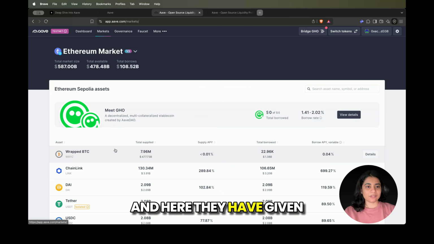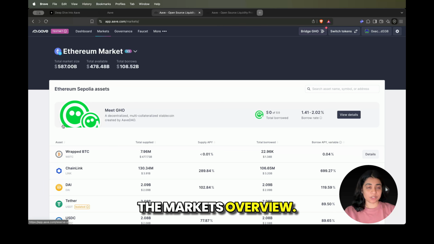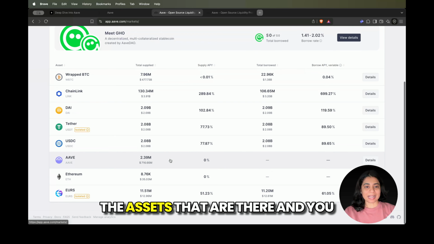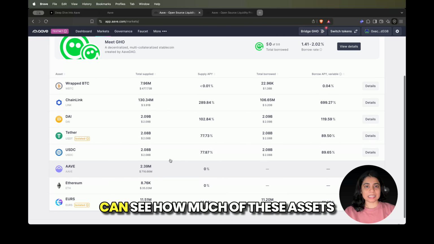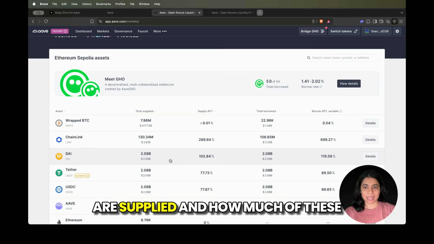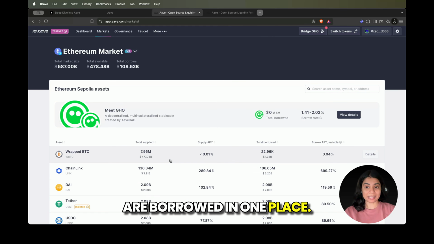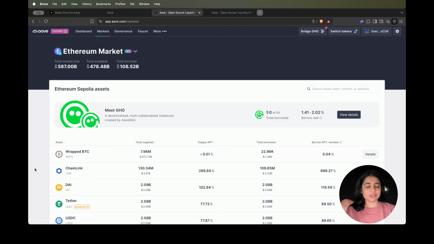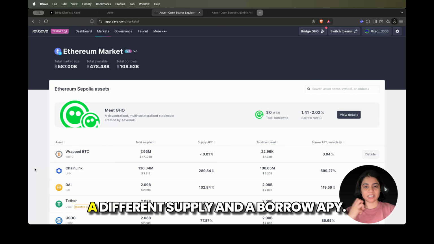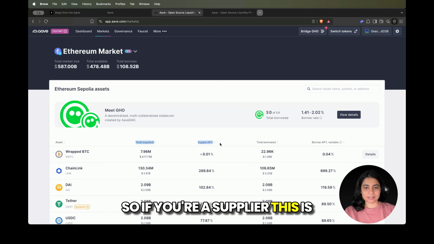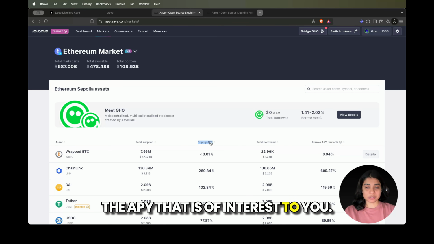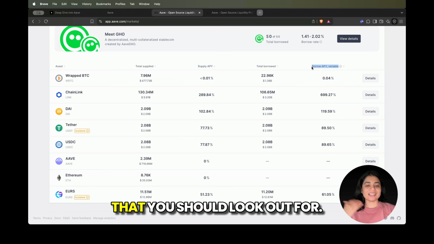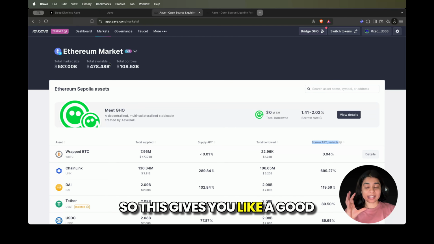And here they have given the markets overview. So let's say for the Ethereum market, the assets that are there, and you can see how much of these assets are supplied and how much of these are borrowed in one place. So this is the right place if you want to see which asset you want to deal with. As we see here, every asset has a different supply and borrow APY. So if you're a supplier, this is the APY that is of interest to you. If you are a borrower, this is the APY that you should look out for. So this gives you a good overview of each asset in that particular market.